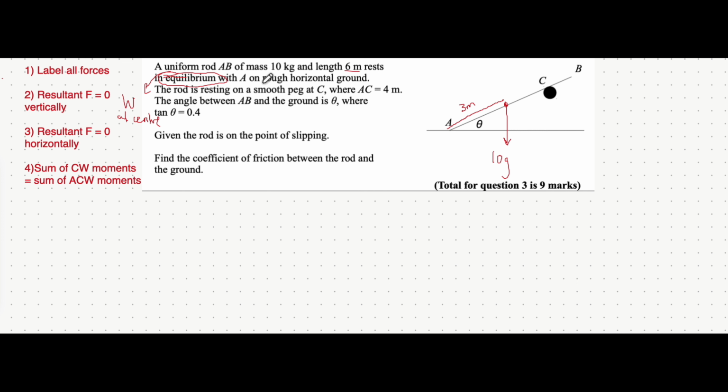That's what tells us. It's told you that A, where it rests, is on a rough horizontal ground. Let's think about if it wasn't at rest. Which way would this rod move? Well, it would move to the left, wouldn't it? Meaning that friction would act to the right. Now, what is friction equal to? Friction, F, is equal to the coefficient of friction, which is what we're trying to find here, multiplied by the reaction force where the friction is acting. I'm going to call that reaction force at A, and I'll tell you why in a little while.